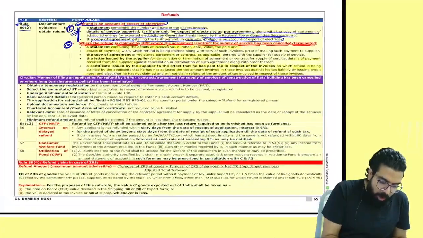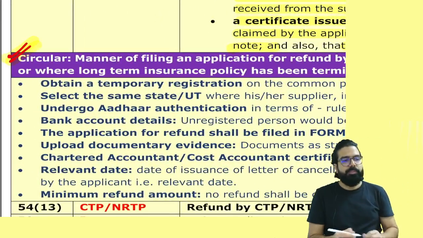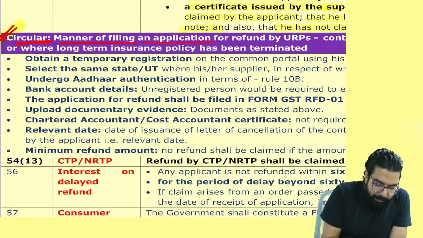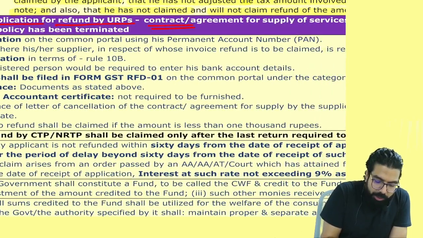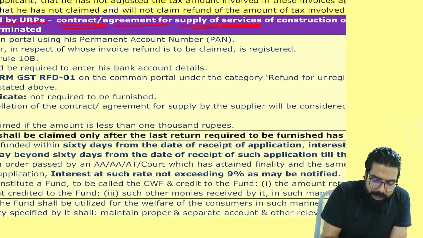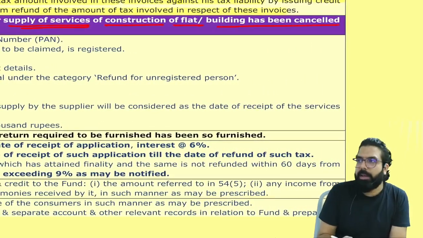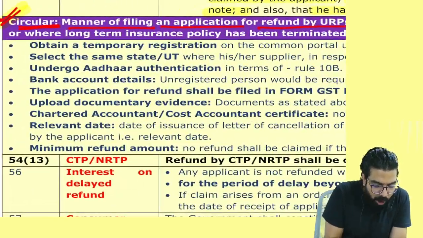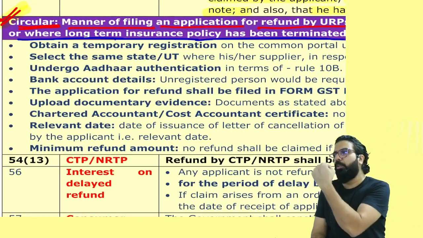And for this, the government gave one circular also. Can you see this circular, everyone? See, circular: manner of filing an application for refund by an unregistered person, where the contract or agreement for supplying of service of construction of flat or building has been cancelled, or where a long-term insurance policy has been terminated. Did I tell you both of them?